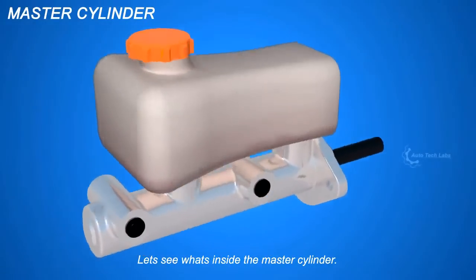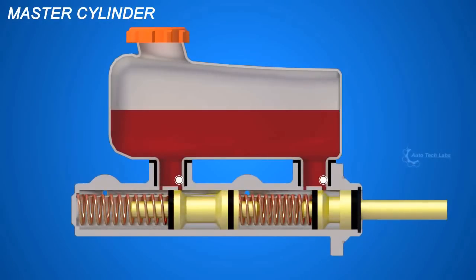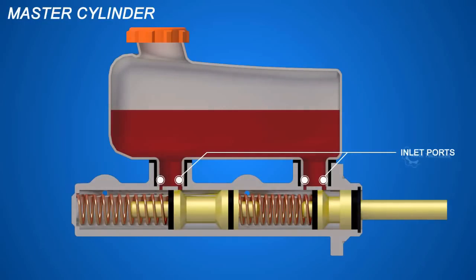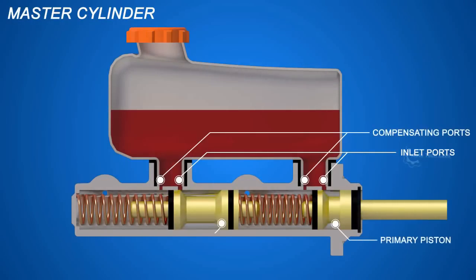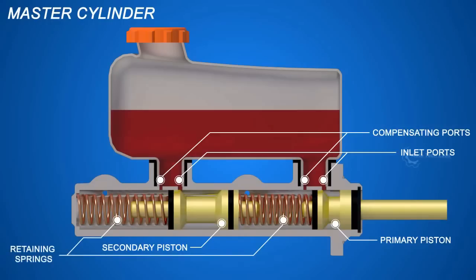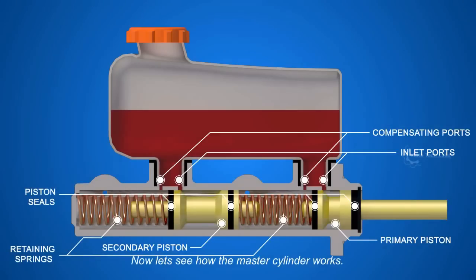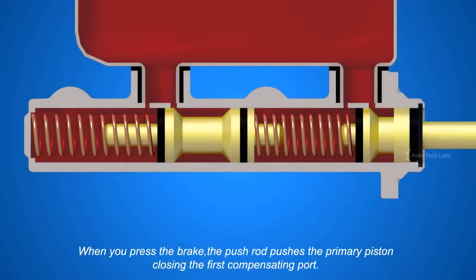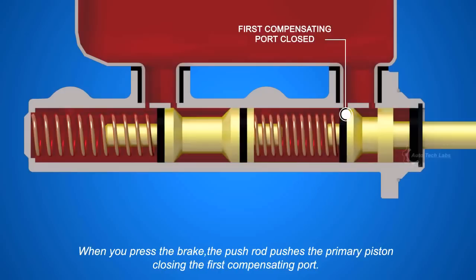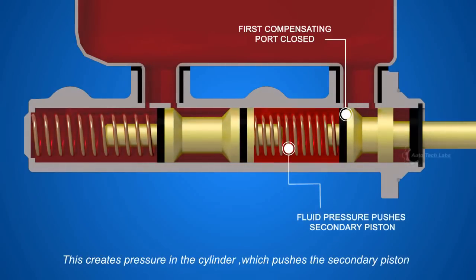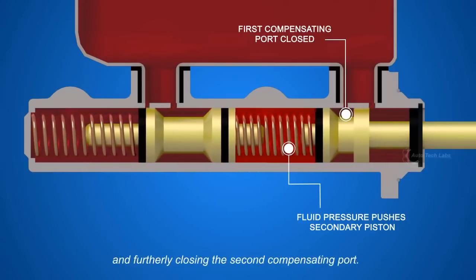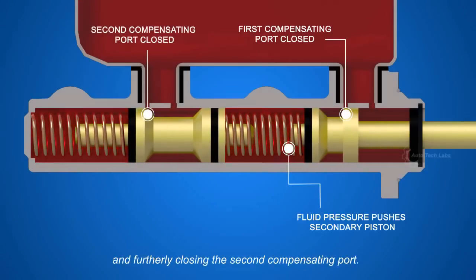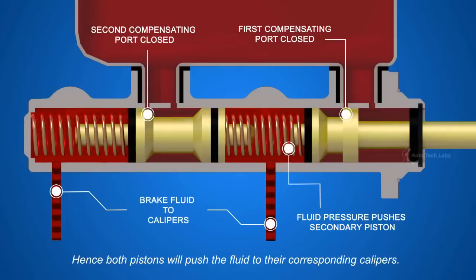Let's see what's inside the master cylinder. There are inlet ports for the fluid to reach the cylinder, compensating ports, primary piston, secondary piston, retaining springs, and piston seals. Now, let's see how the master cylinder works. When you press the brake, the push rod pushes the primary piston, closing the first compensating port. This creates pressure in the cylinder, which pushes the secondary piston, and further closes the second compensating port. Hence both pistons will push the fluid to their corresponding calipers.